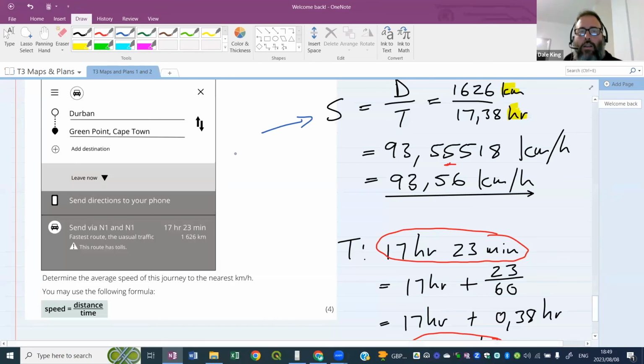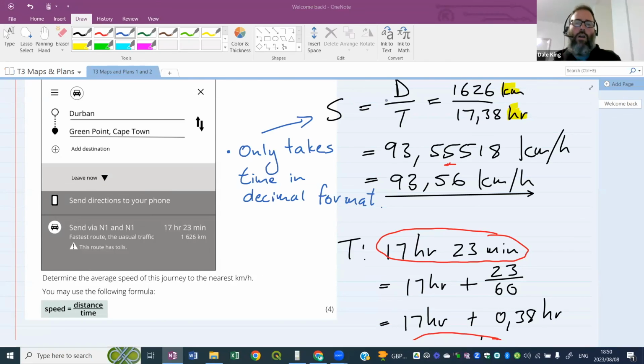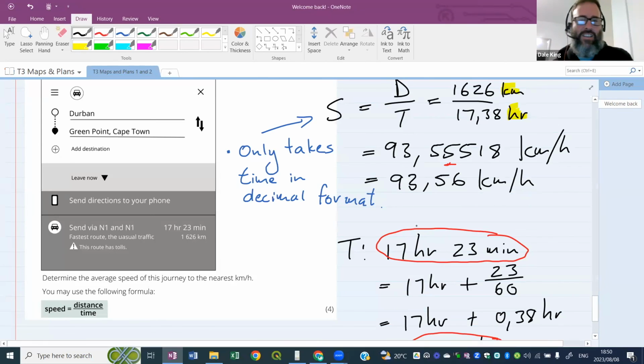This formula here, number one, only takes time in decimal format. All right, number one. Because the speed is a decimal, we are going to round it off to 2 decimal places because that'll be the main instruction in the exam. The instruction in the exam, I'll finish my sentence. The instruction in the exam is to round off to 2 decimal places unless told otherwise.